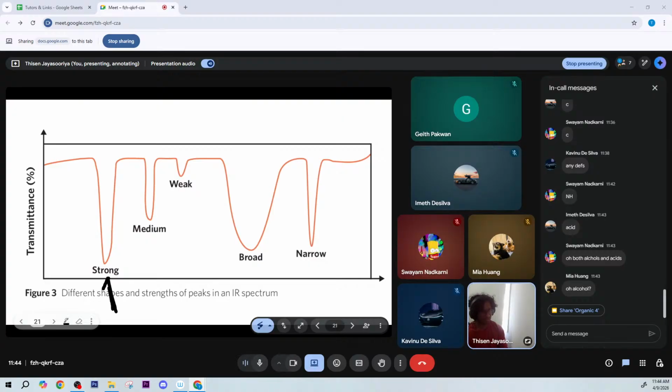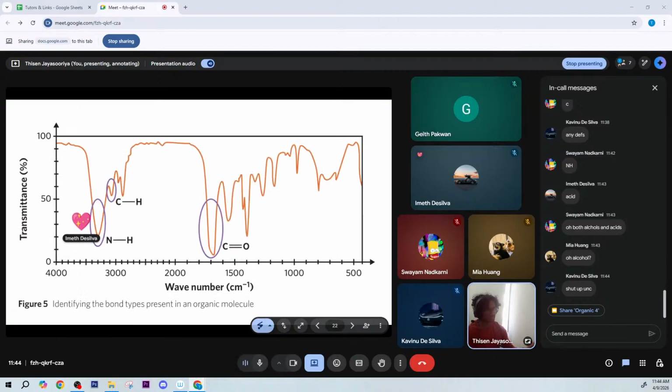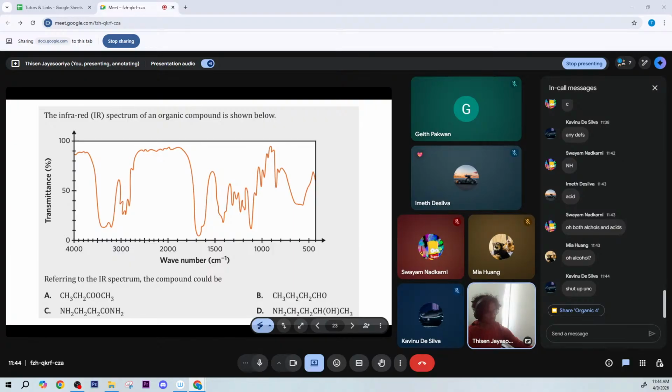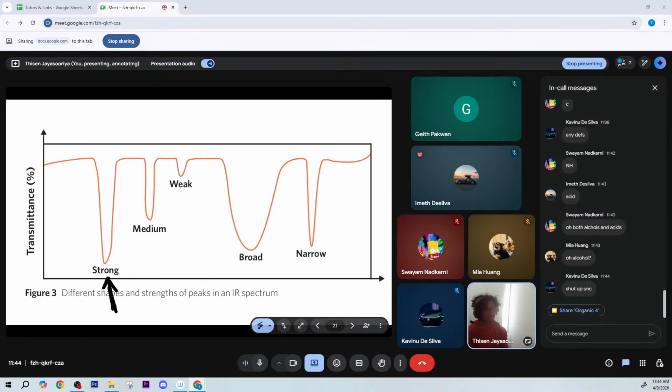Most of the peaks that you're looking for are going to be strong, yeah? But sometimes they'll get you to discuss the different peak strengths, yeah? Most of the peaks that you'll deal with are strong, maybe medium at times, and most of the time will either be broad or narrow, yeah?